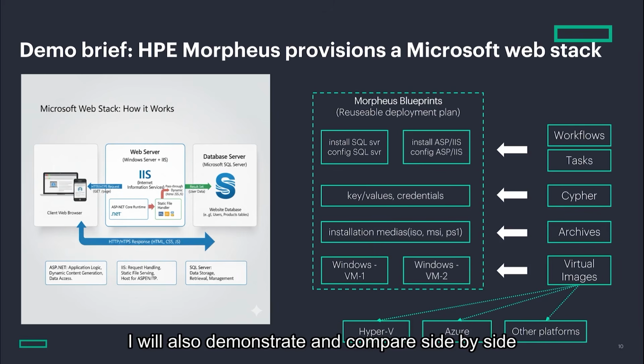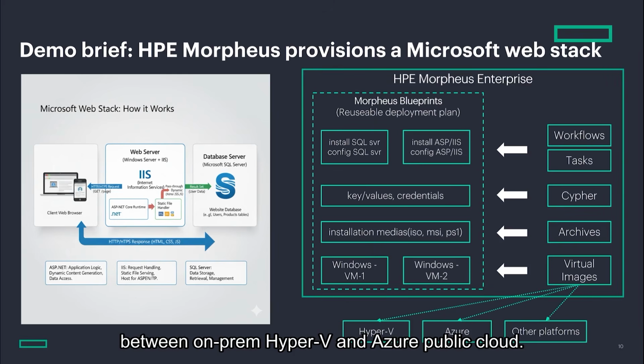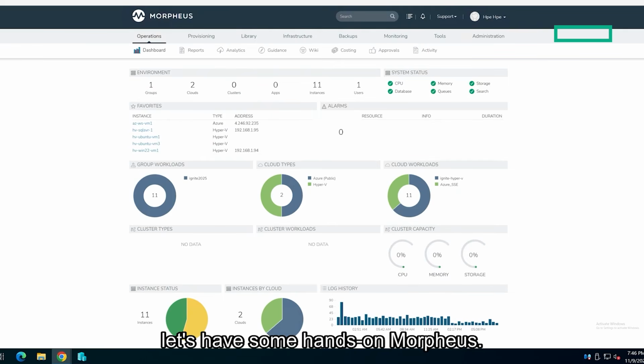I am Rambo Wang from HPE Hybrid Cloud, and today I want to show a quick demo of using Morpheus Blueprint to provision a web stack, both on-prem and in public cloud. I will also demonstrate and compare side by side to deploy all of this within the HPE Morpheus interface between on-prem Hyper-V and Azure public cloud. Now, let's have some hands-on Morpheus.